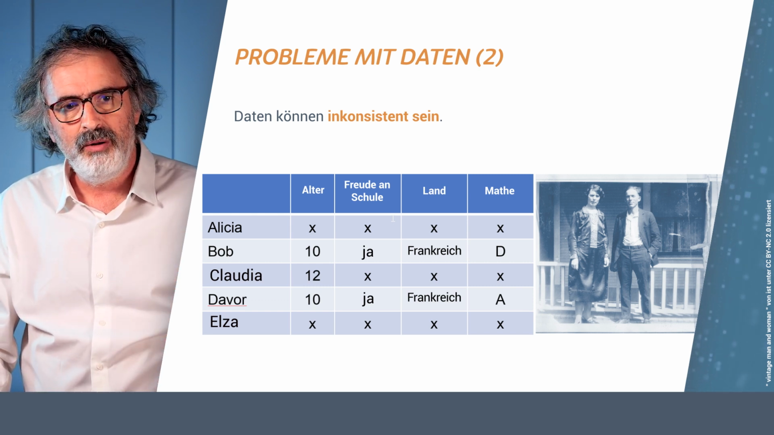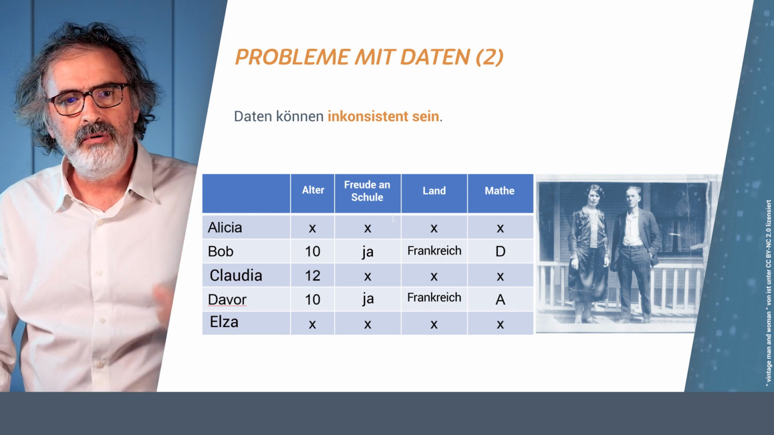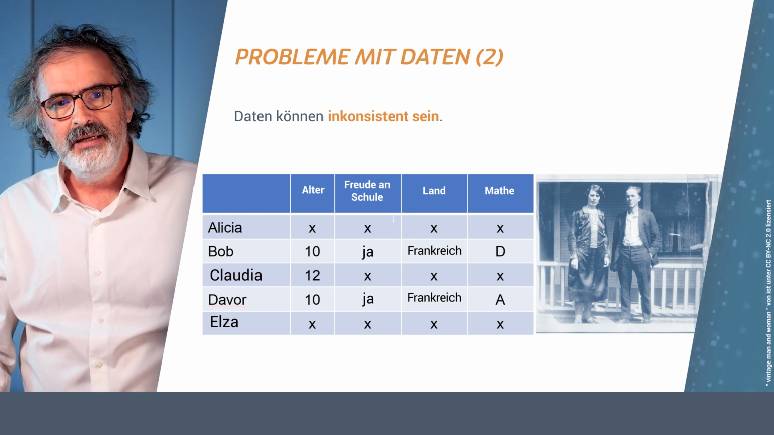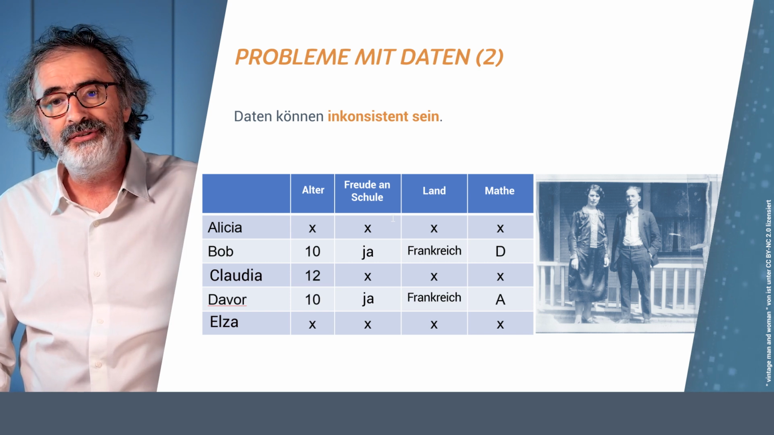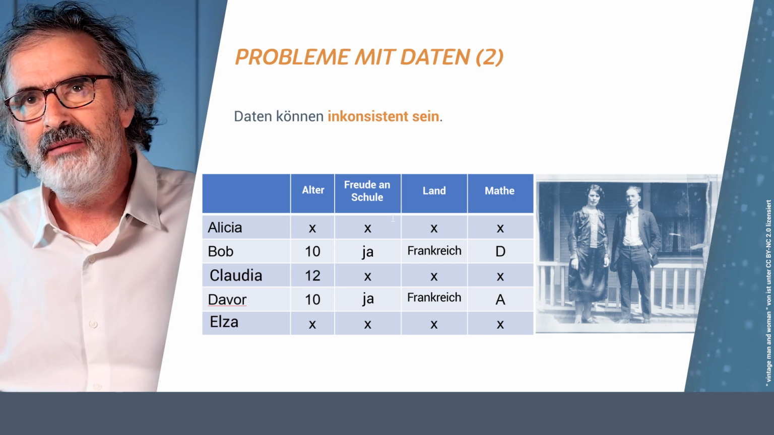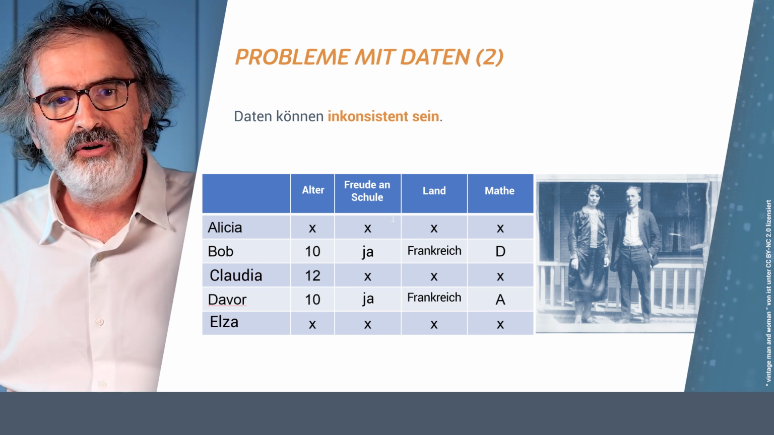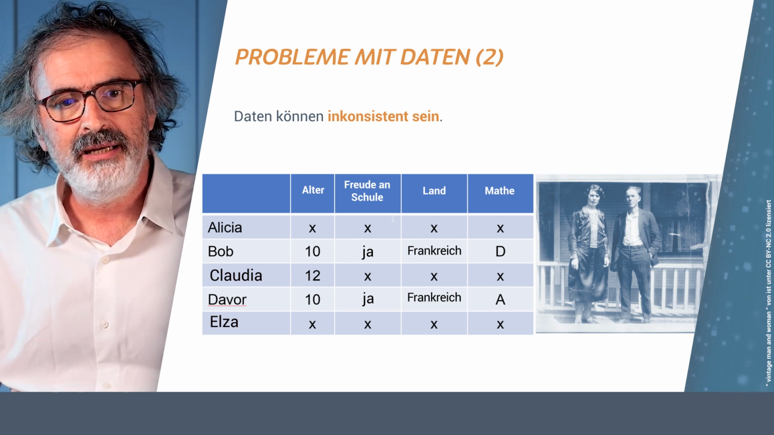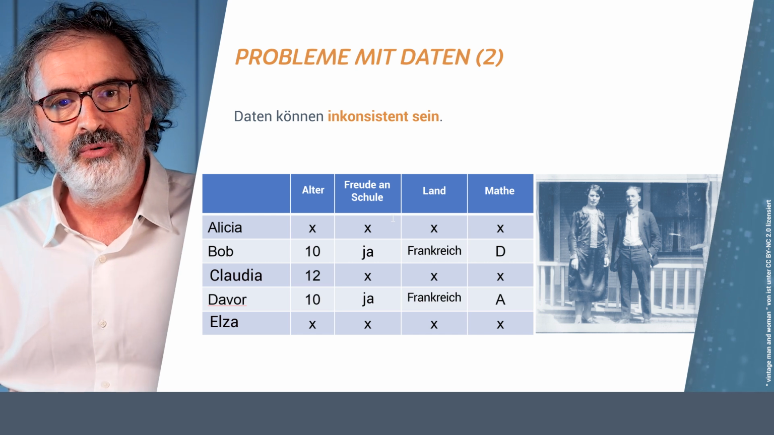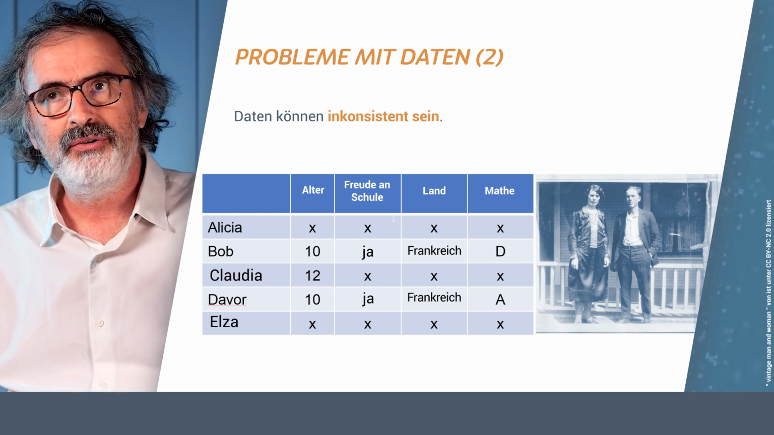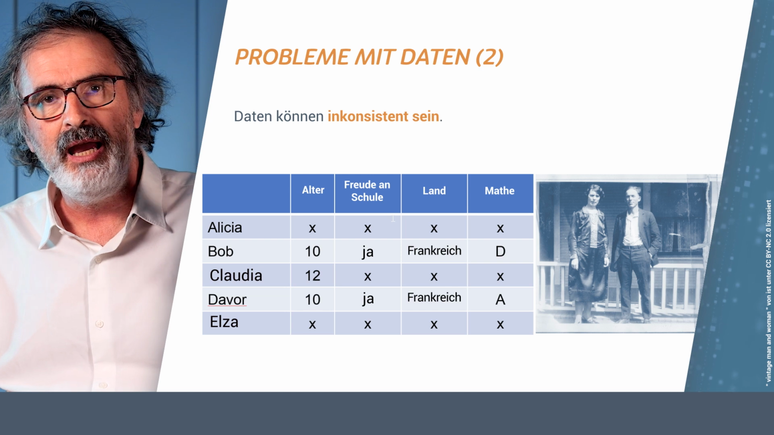Here's a small example. In this example, Bob is age 10, he likes school, and his country is France. He has obtained a D in mathematics. Davor, on the other hand, is also age 10, he also likes school, and his country is also France, but yet Davor obtained an A.